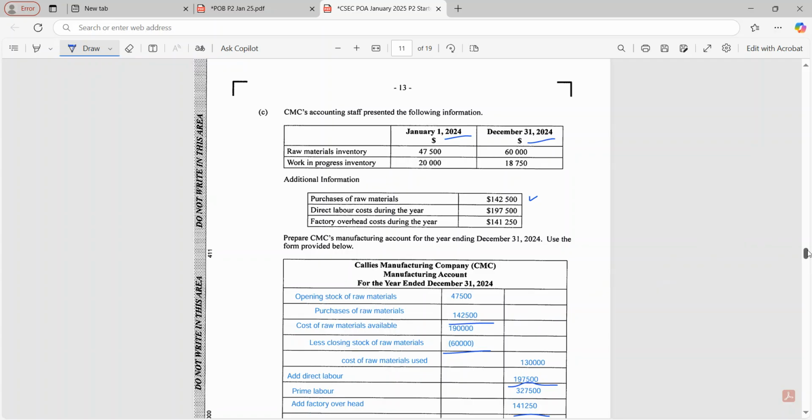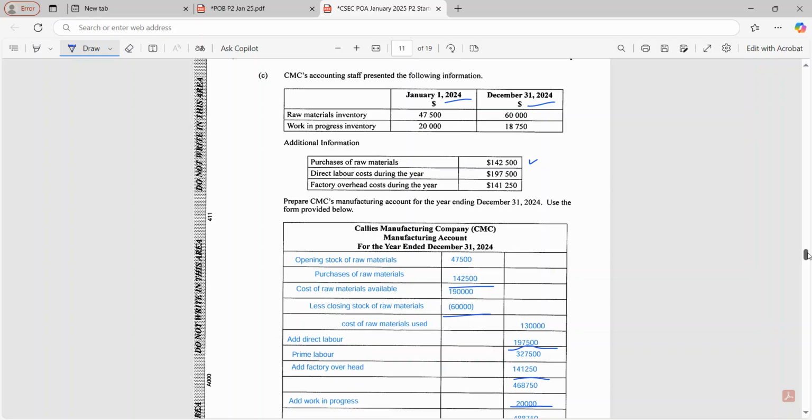Then we're going to add factory overhead. We're going to add all our other direct expenses. And in this question, we only have direct labor other than the direct material. And that gives us 197,500. When we add 197,500 with our cost of raw materials used, we will get 327,500, which is our prime cost, I should say.